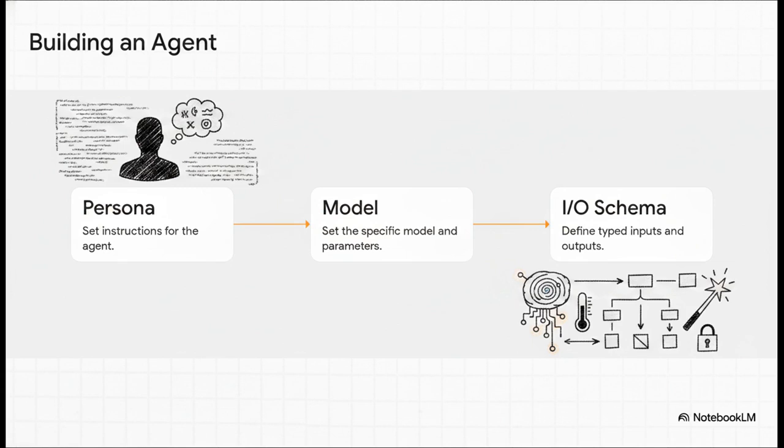Step 1, you set the instructions. That's the persona we just talked about. Step 2, you define the specific model and tweak those dials like temperature and top P. And step 3, you define the inputs and outputs. And honestly, this right here is where the magic really happens for production stability.